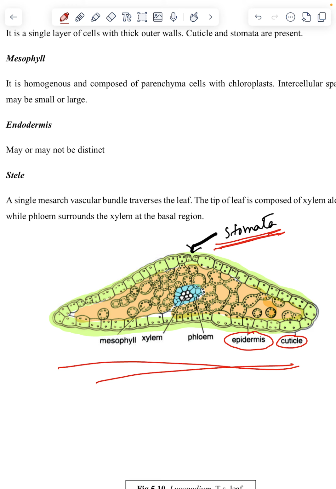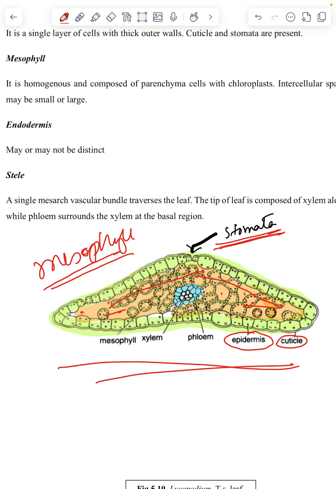Then below the epidermis or inner to the epidermis lies this zone of mesophyll cells. Okay, mesophyll cells consisting of parenchymatous cells with lots of intercellular spaces, and each of these mesophyll cells contain a number of chloroplasts in them.